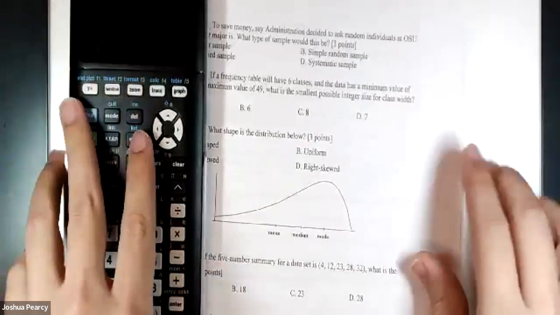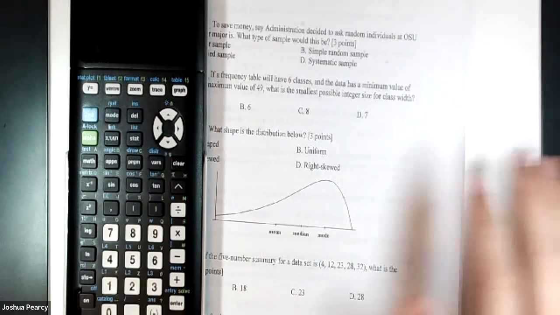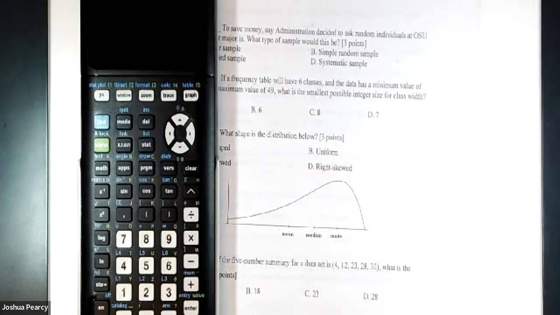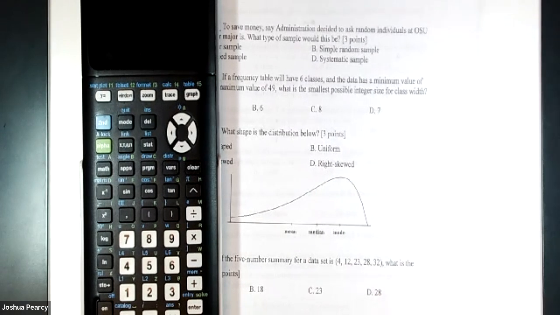Okay, to save money, say administration decided to ask random individuals at OSU what their major is. What type of sample would this be considered? What do you think? Yeah, simple random sample.